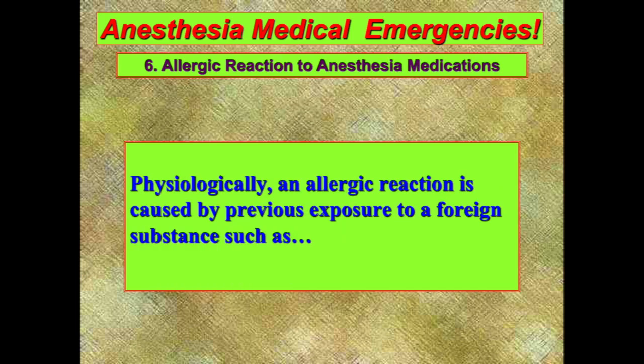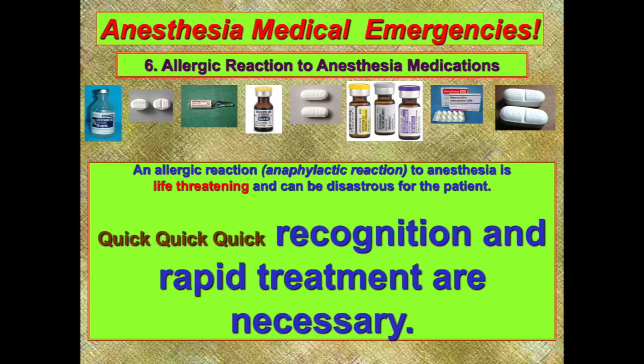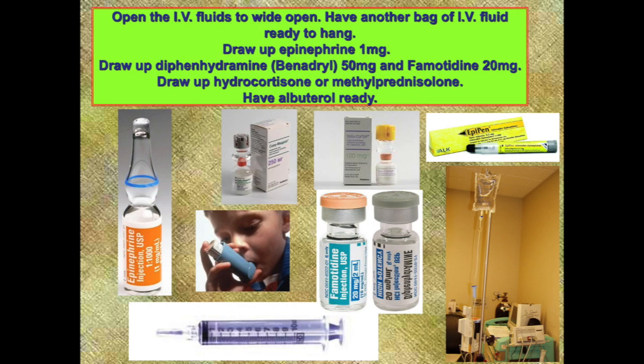Physiologically, what's happening is we have an antibody from the B lymphocytes that is responding to something that it has seen before. So the patient has seen this allergen, the thing that's causing the allergy, and we have to quickly get on the treatment for that because there's just this outpouring of histamine and plunge of blood pressure and rapid airway problems. You're going to want to rapidly open the IV fluids, have other bags ready to hang because the person's blood pressure is really going to drop from this histamine release from this allergic response.